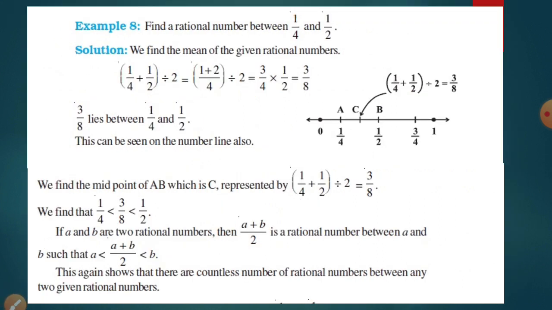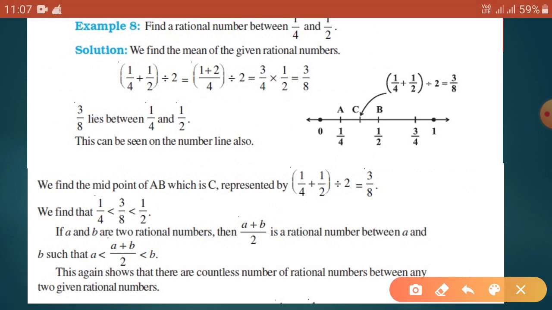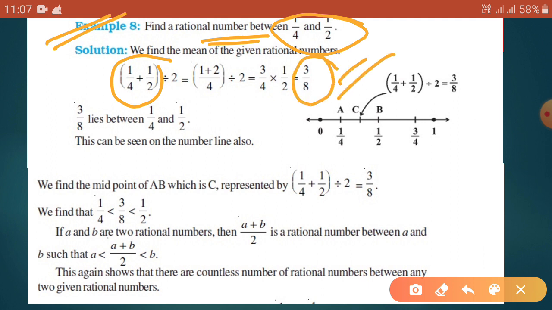So already you have learned how to find the rational numbers between two rational numbers. Here also we have examples with points. The question is, find the rational number between 1 by 4 and 1 by 2. So how to do it? At first we have to add those rational numbers and then multiply by 1 by 2, or divide by 2. So 1 by 4 plus 1 by 2 and then divide by 2, or multiply with 1 by 2. It gives the result 3 by 8. So 3 by 8 is the rational number that lies between 1 by 4 and 1 by 2.